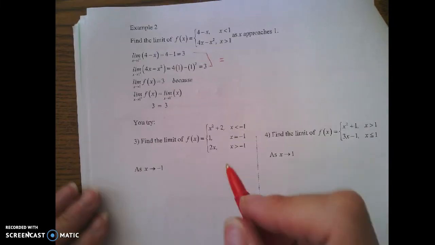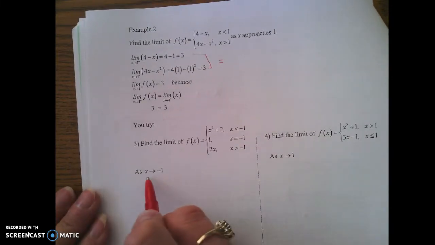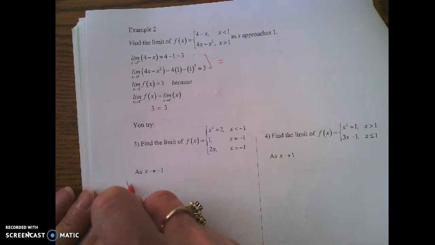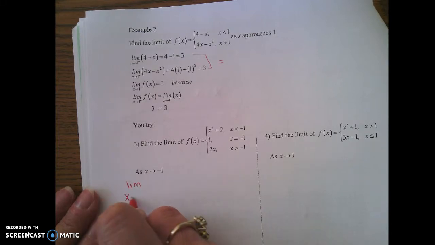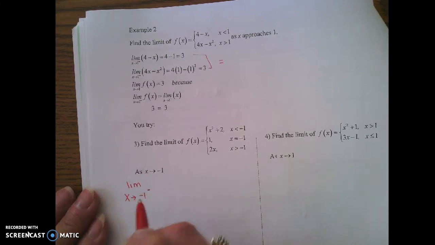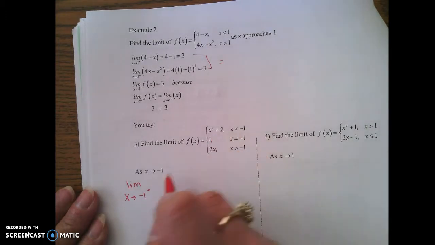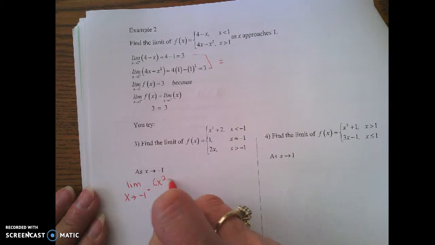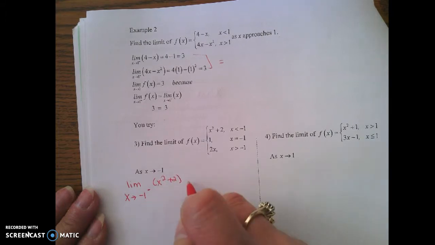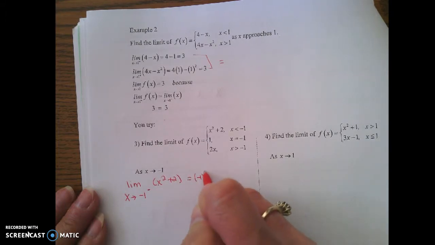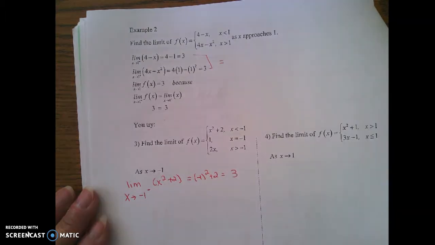I'm just going to continue. So we want to know what's happening as x approaches -1. So I'm going to be taking the limit as x approaches -1 from the left. That means it's less than -1. I want the function x squared plus 2. I'm just going to substitute -1 in there. -1 squared plus 2 is the value 3.